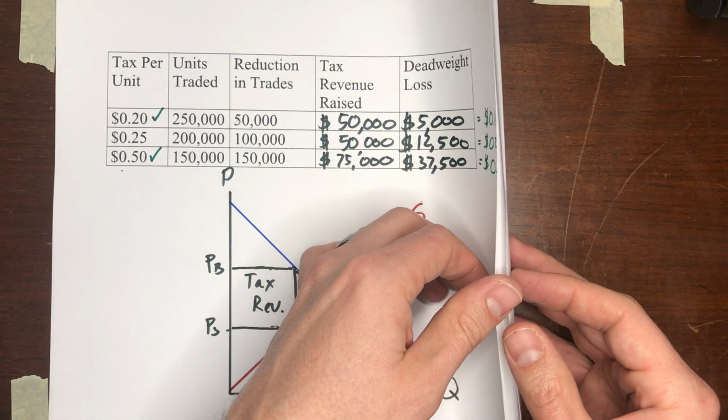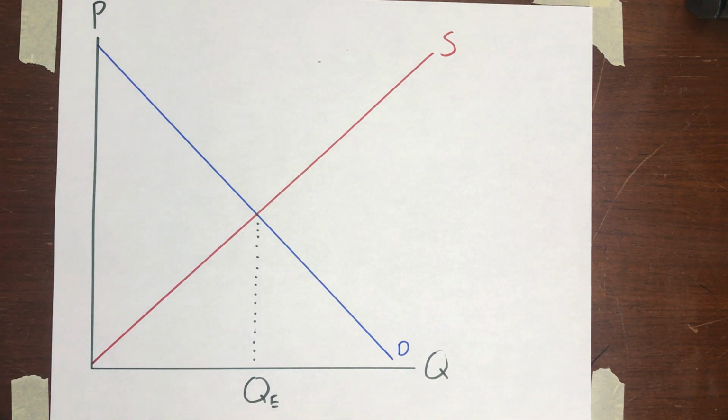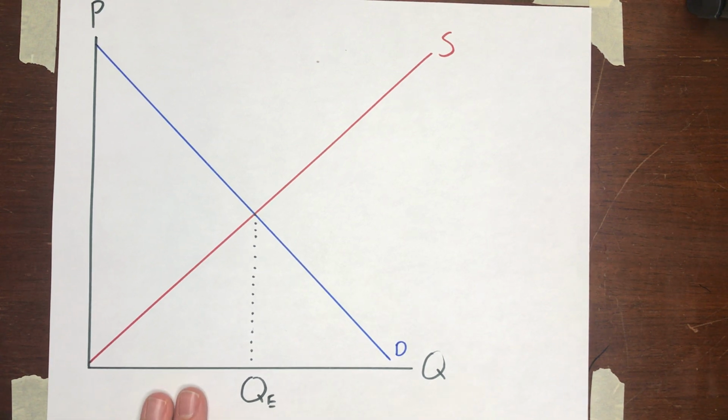Final problem. Thinking and problem solving. Problem 8. How is it that a tax creates a deadweight loss by decreasing quantity, but a subsidy creates deadweight loss by increasing quantity? All right, here's what's key to understanding the answer to this problem.